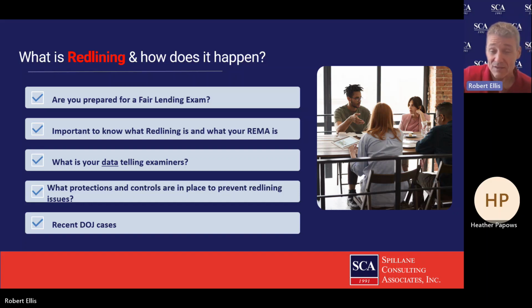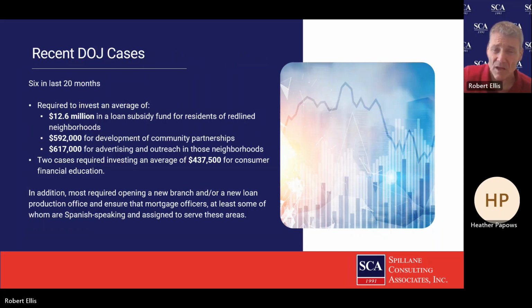So to just kind of make the point, let's get into some recent DOJ cases to show how significant redlining cases are. Roughly over the last year and a half, there have been 6 DOJ redlining enforcement action settlement agreements. They are eye-opening. On average, each one of these had to invest $12.6 million for loan subsidies for residents of redlined areas. In addition, upwards of $1.5 million for development of community partnerships and for advertising and outreach in those neighborhoods. And 2 of the cases involve requiring consumer financial education programs, and almost all required the opening of branches in these areas and hiring Spanish-speaking loan officers to serve these areas.